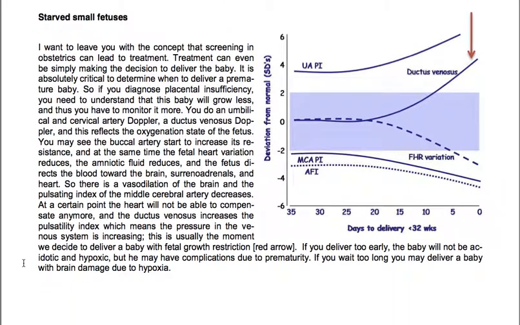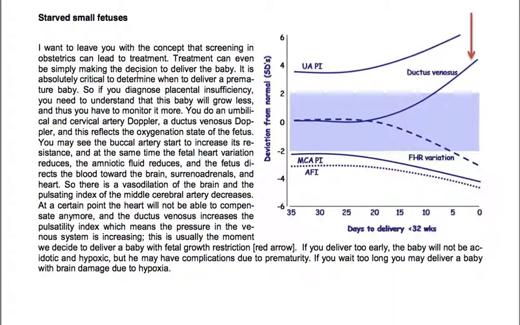Starved small fetuses. Screening in obstetrics can lead to treatment. Treatment can even be simply making the decision to deliver the baby. It's absolutely critical to determine when to deliver a premature baby. So if you diagnose placental insufficiency, you need to understand that this baby will grow less, and thus you have to monitor it more. You do an umbilical and uterine artery Doppler, a ductus venosus Doppler, and this reflects the oxygenation state of the fetus.